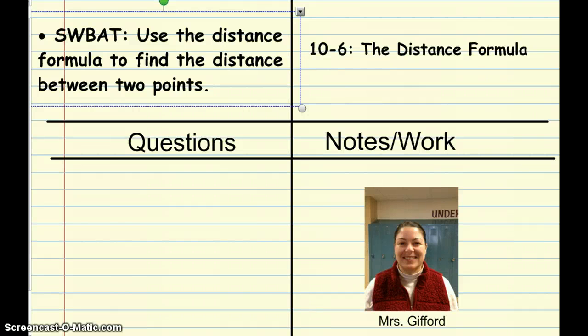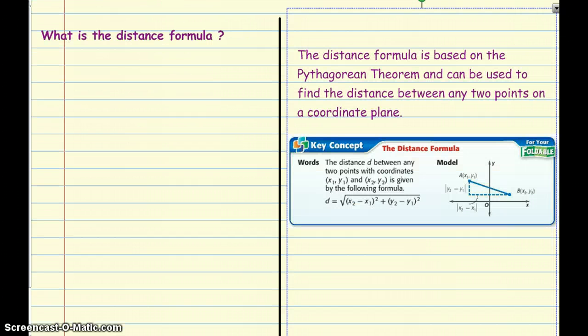Today we are going to take a look at something called the distance formula, and by the end of this lesson you will be able to use the distance formula to find the distance between 2 points. So let's take a look at a couple of examples, or first of all the description of what is the distance formula. The distance formula is based on the Pythagorean theorem.